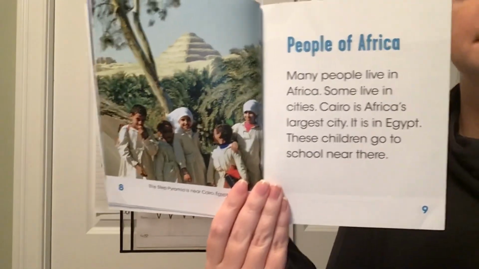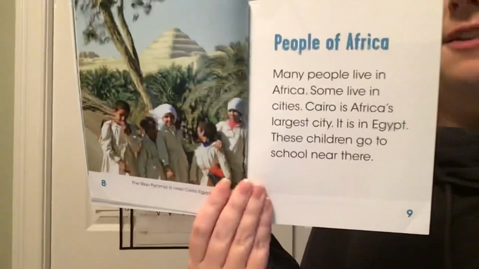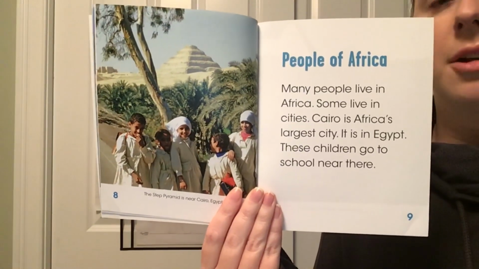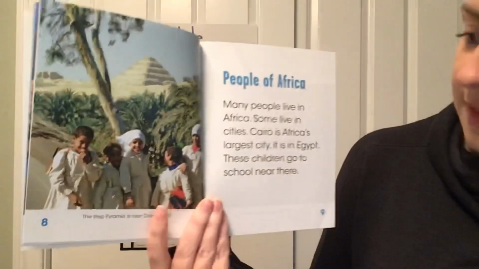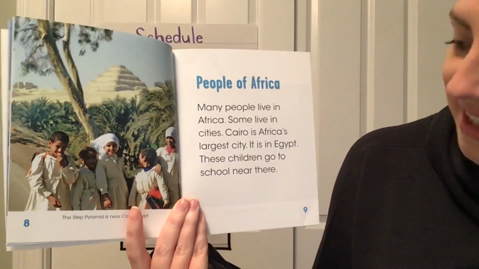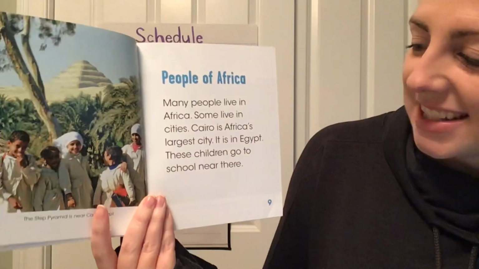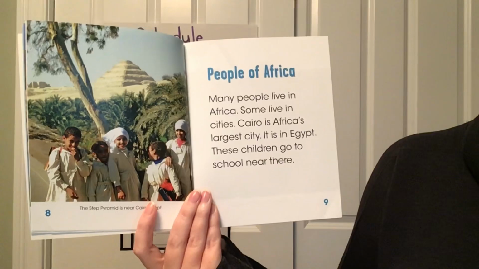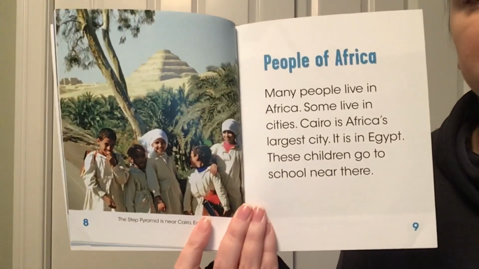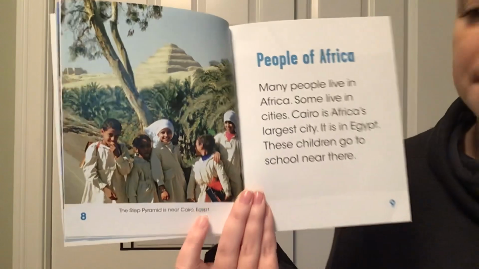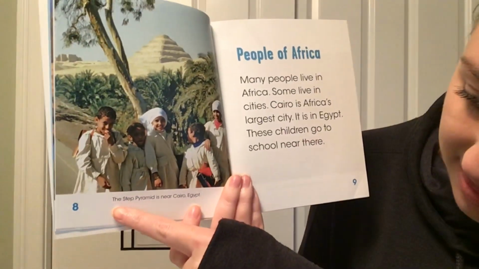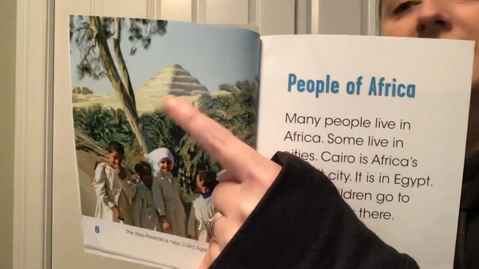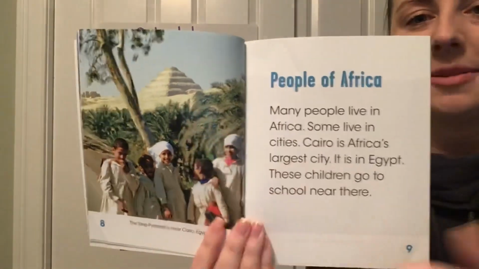People of Africa. Many people live in Africa. Some live in cities. Cairo is Africa's largest city. Sorry, I lost my place. It is in Egypt. These children go to school near there. The Step Pyramid is near Cairo, Egypt. So this pyramid is called the Step Pyramid.